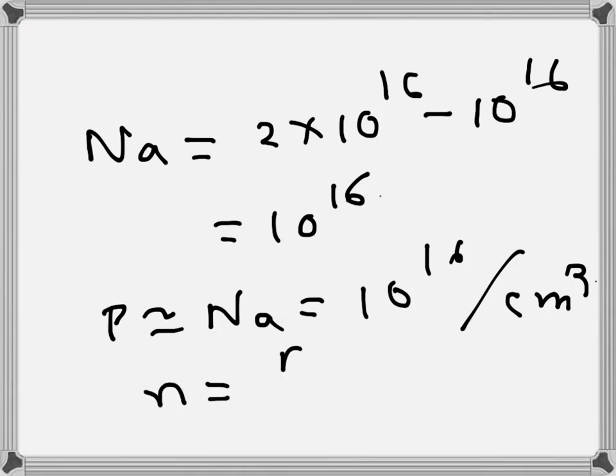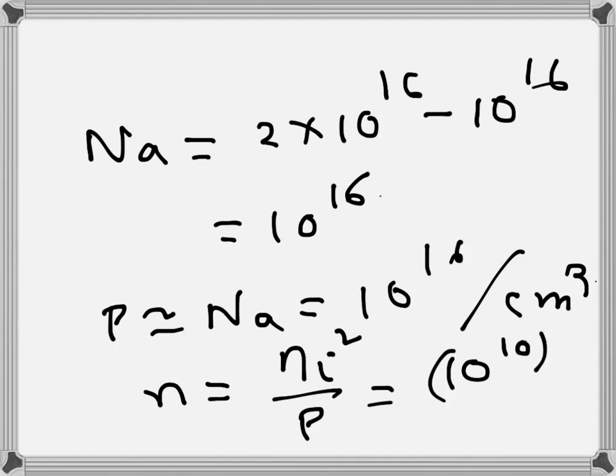Now N will be Ni squared over P, with the same values. The intrinsic concentration is the same, so that's (10^10) squared over 10^16, which gives 10^4 per centimeter cube. This is the electron concentration, because when donor doping was present, the acceptor doping was twice that. Additional acceptor doping was done, and as a result, it has become p-type.